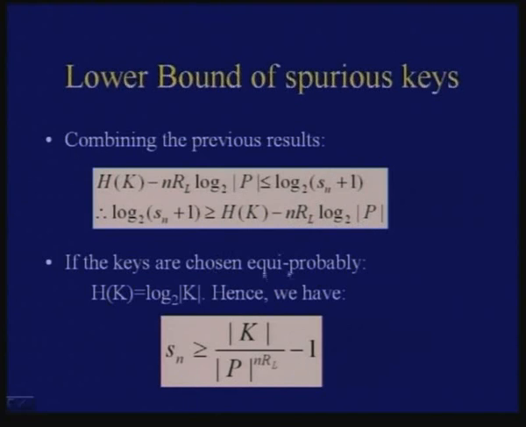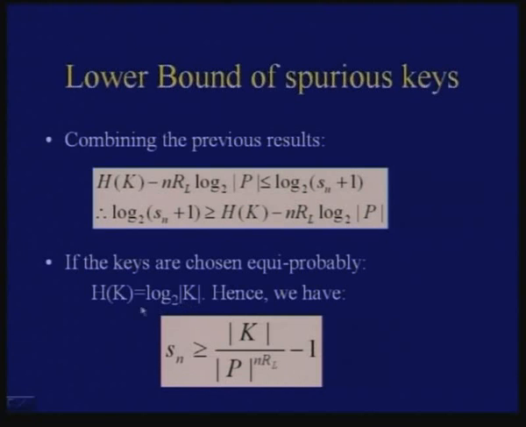So, now if the keys are chosen equiprobably, that is if all the keys are equally likely, then I can write this as an equality, right. I can write that hk is equal to logarithm of k base 2, right. So, in that case I can plug this into the previous equation and this works out to this inequality. So, I can obtain that Sn plus 1 is greater than equal to cardinality of k divided by cardinality of p to the power of n RL. So, this follows from this equation if you plug in the value of hk and make it equal to logarithm of cardinality of k base 2.